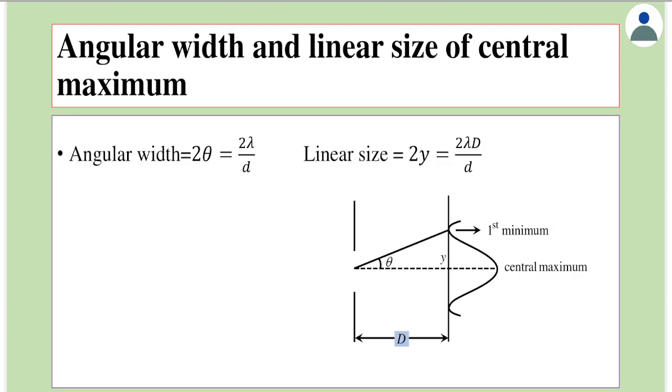Let us now find out what the linear size of the central maximum is. We have seen earlier that in diffraction, the graph of intensity versus path difference looks something like this, where the central maximum has the highest intensity and also maximum thickness. So here we need to find out what its thickness would be.